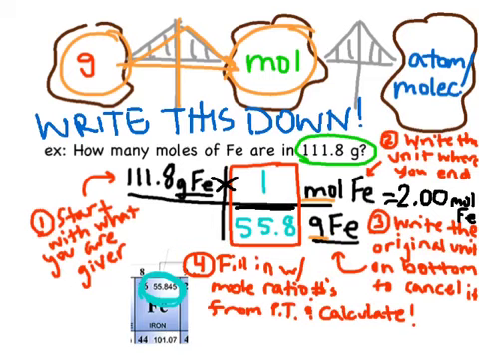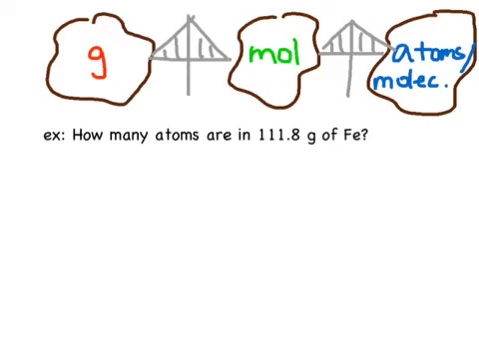We're going to go from grams all the way over to atoms. So let's take a look. Okay, so here's our last example that we're going to do in these notes. This one says, how many atoms are in 111.8 grams of iron? Okay, so this time we're going from grams to atoms.